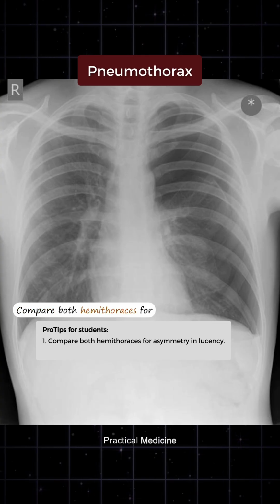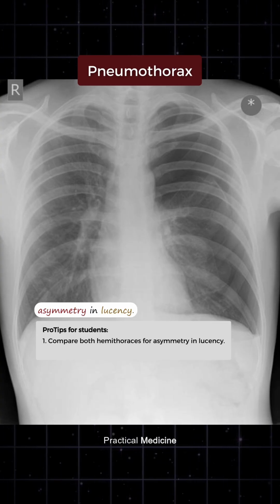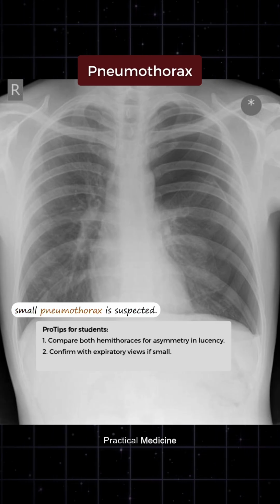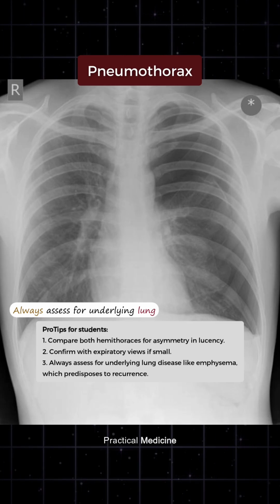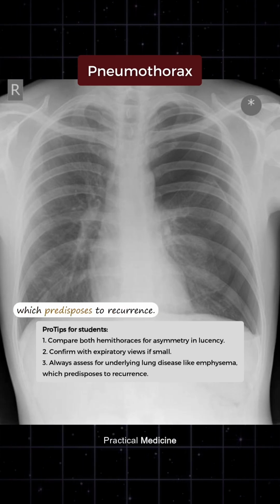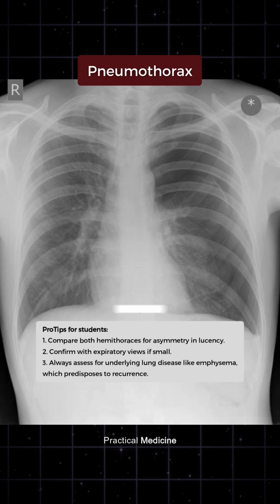Tips for students. Compare both hemithoraces for asymmetry in lucency. Confirm with expiratory views if a small pneumothorax is suspected. Always assess for underlying lung disease like emphysema, which predisposes to recurrence.